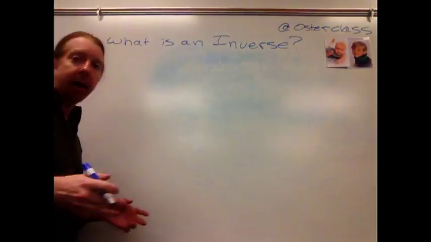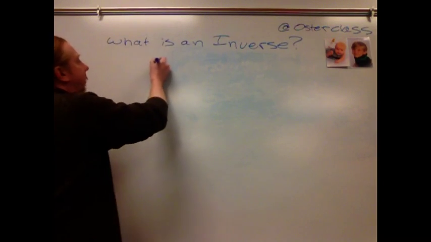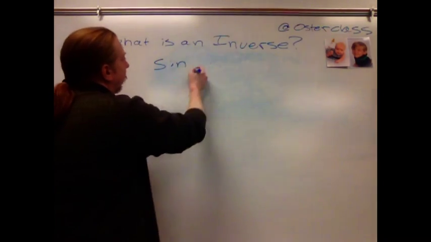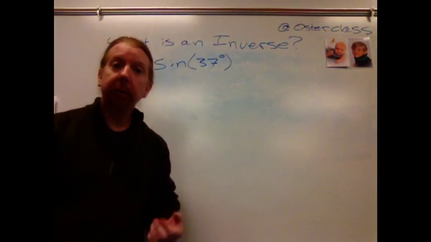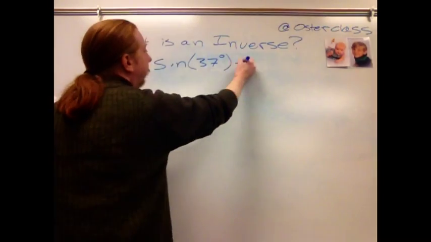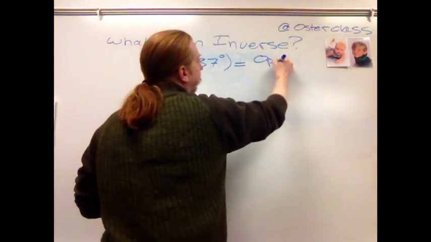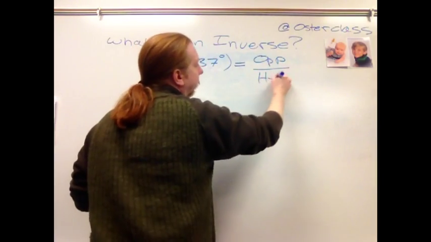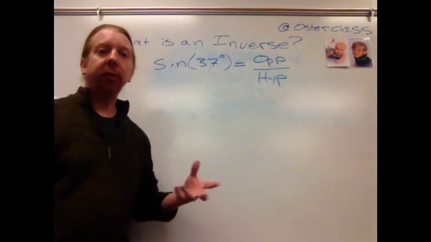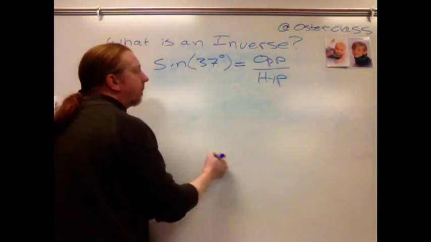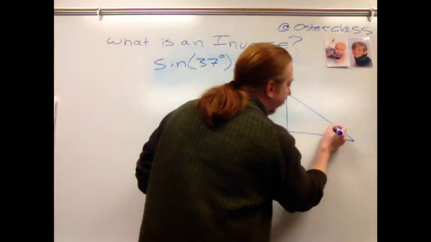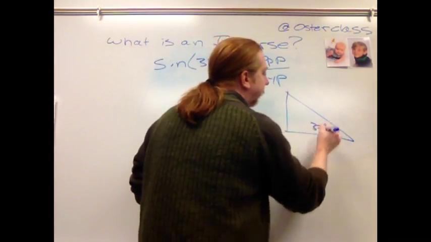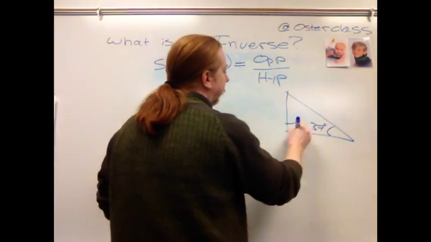So when I talk about the sine of an angle, let's talk about the sine of 37 degrees. Here are some things we know. First, we know that that refers to the ratio of the opposite divided by the hypotenuse. It's a ratio within a triangle. So if I have some happy little triangle right there, with a happy little 37 degrees. There's my right angle.